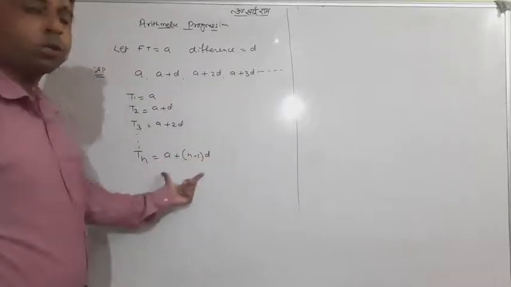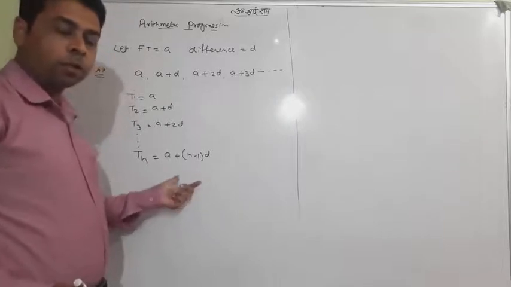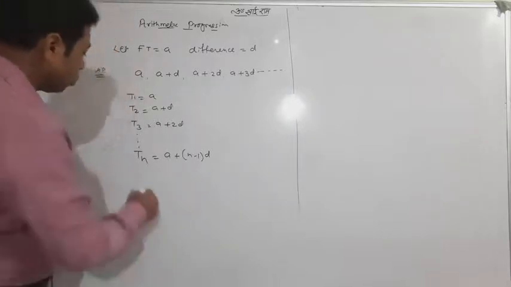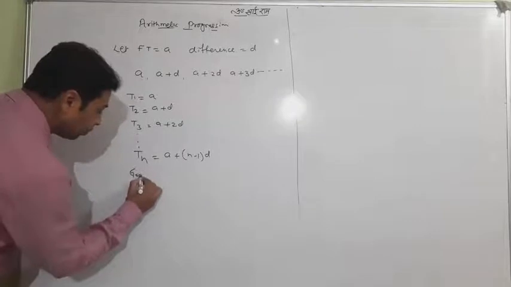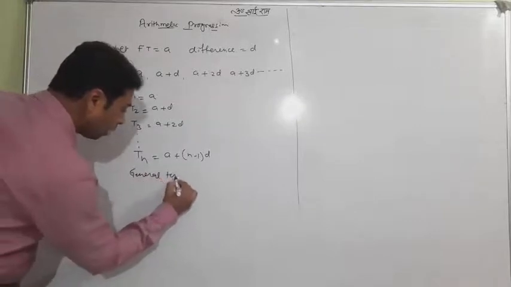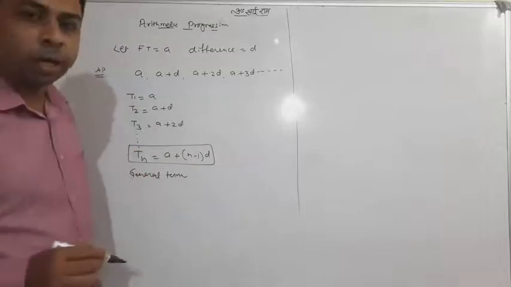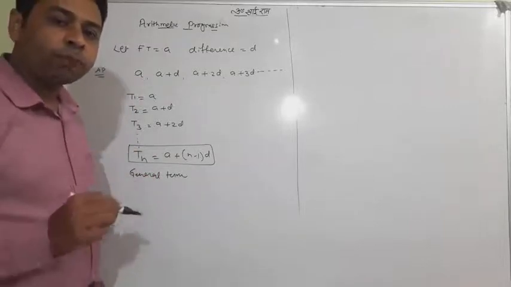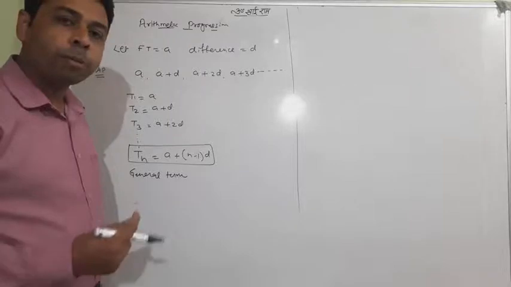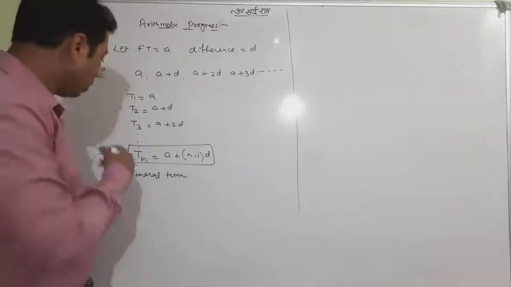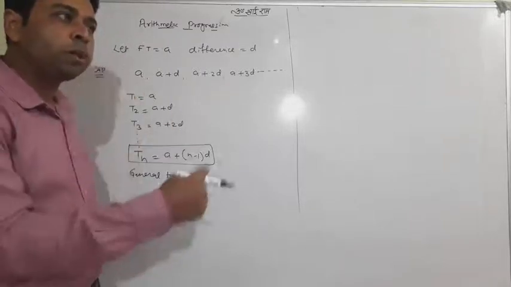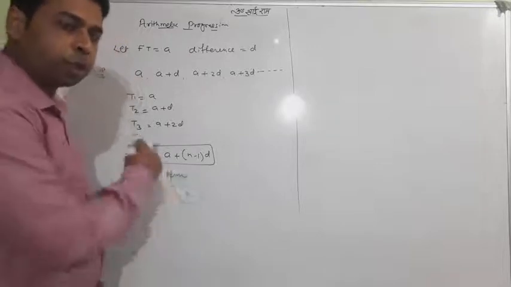It is nothing new. You already know this thing. You already studied this in class 10th. So Tn is called the general term or nth term. And this is a very important formula. With this formula, you can find any term of the AP instantly whenever you are told to find it. This is very simple.